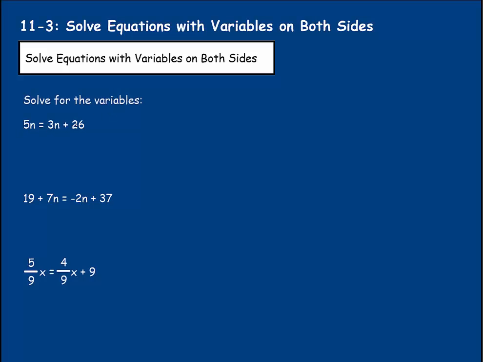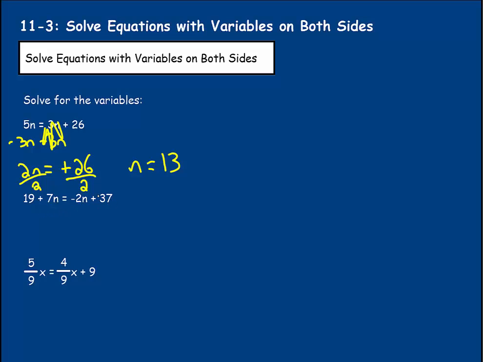5n equals 3n plus 26. Let's solve this by getting rid of that 3n on this side. So 5 minus 3 would be 2n equals, this cancels each other out, so plus 26, or positive 26. Divide both sides by 2 to find 1n. N equals 13.